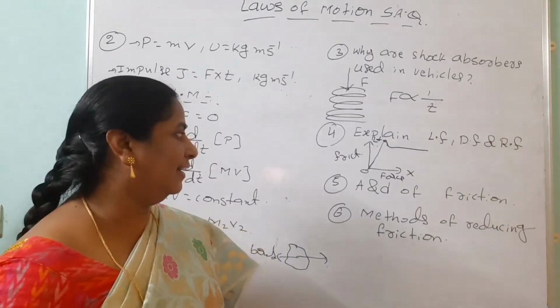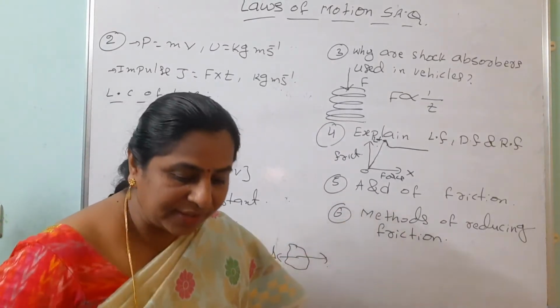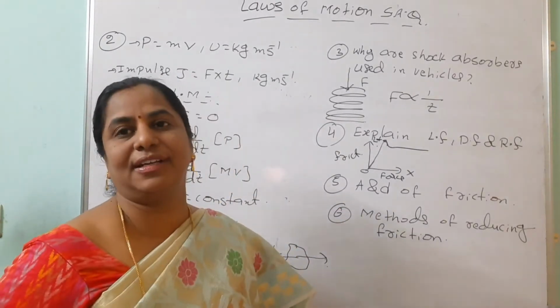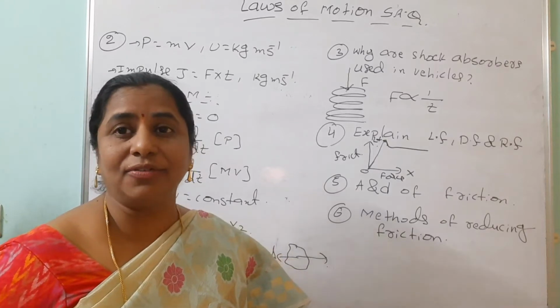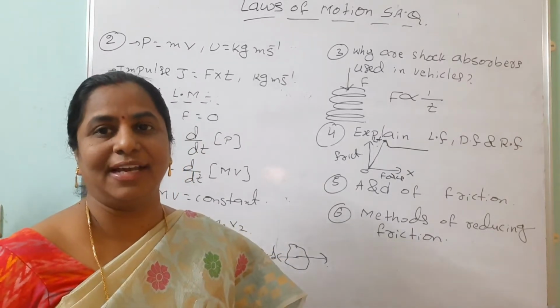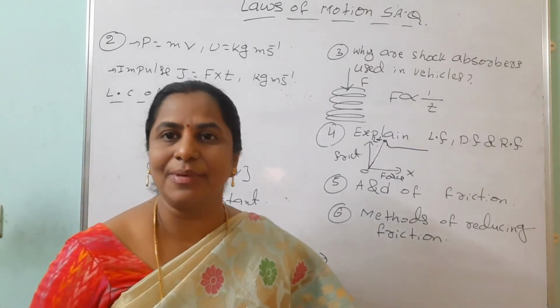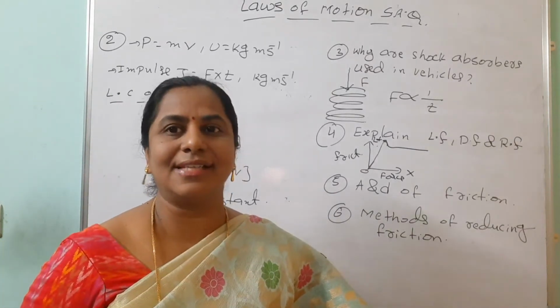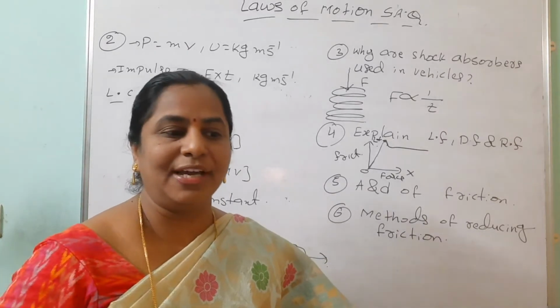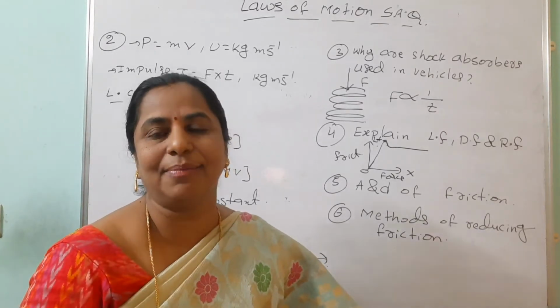Rolling friction is acting. Then the fifth question is, what are the advantages and disadvantages of friction? See, without friction, we can't survive. Why? We are walking on the earth, on the road, without slipping because of friction. Friction is a self-adjusting force. When we are going in the forward direction, it acts in the backward direction.